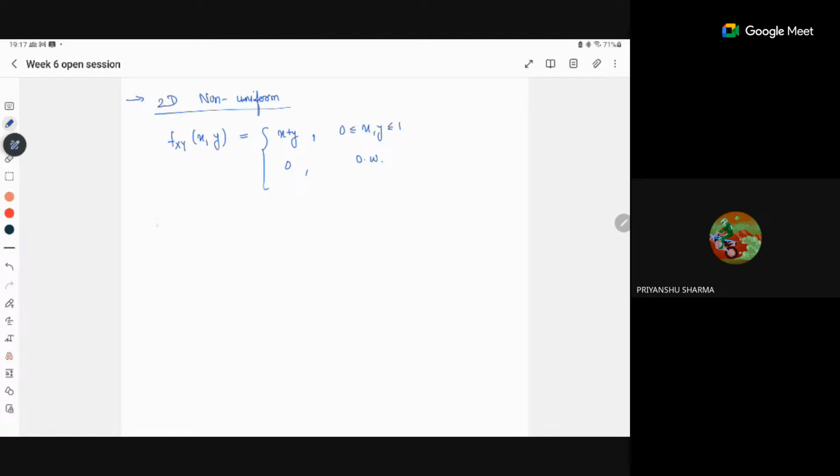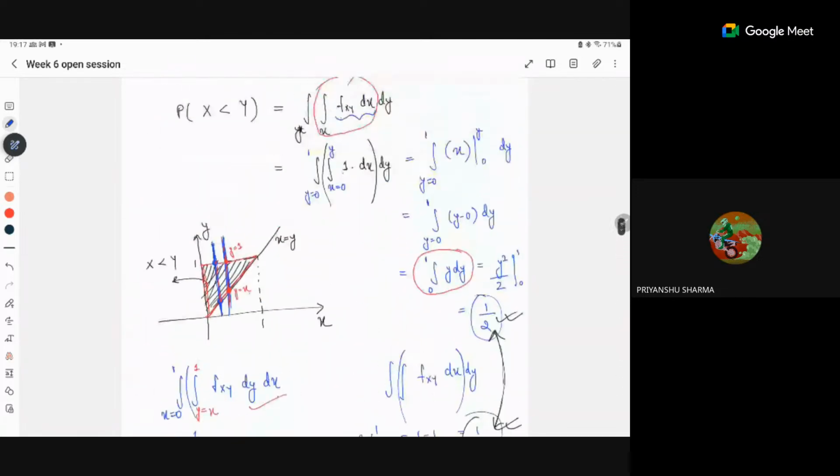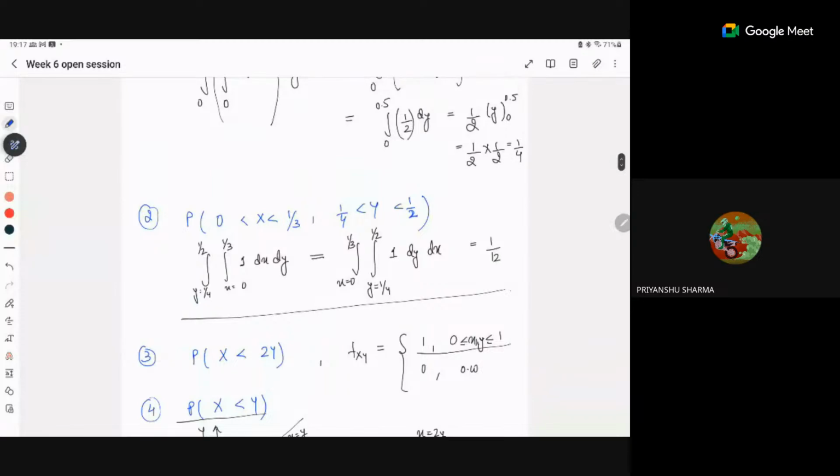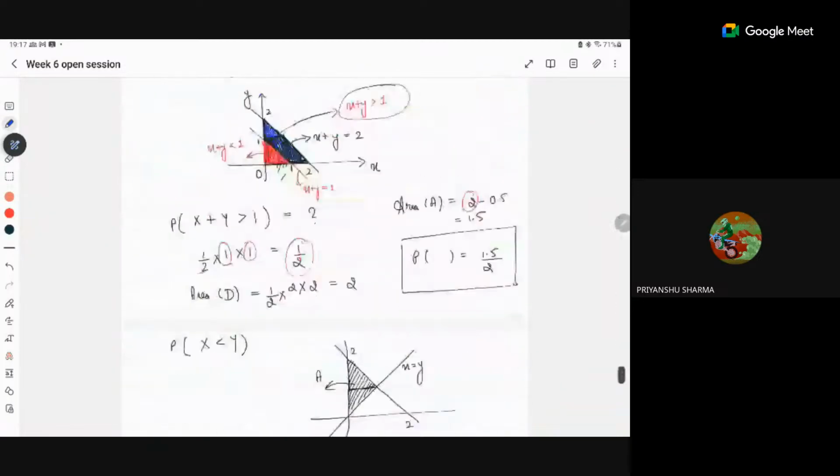So now if you have to find the probability that your x lies between, again let's say, 0 to half and y lies between 0 to half, how will you calculate it? Since it is no longer uniform, I can no longer do this area method. So I will have to go back to our integration case. How did we do it? We integrated our f of xy over this support, right?